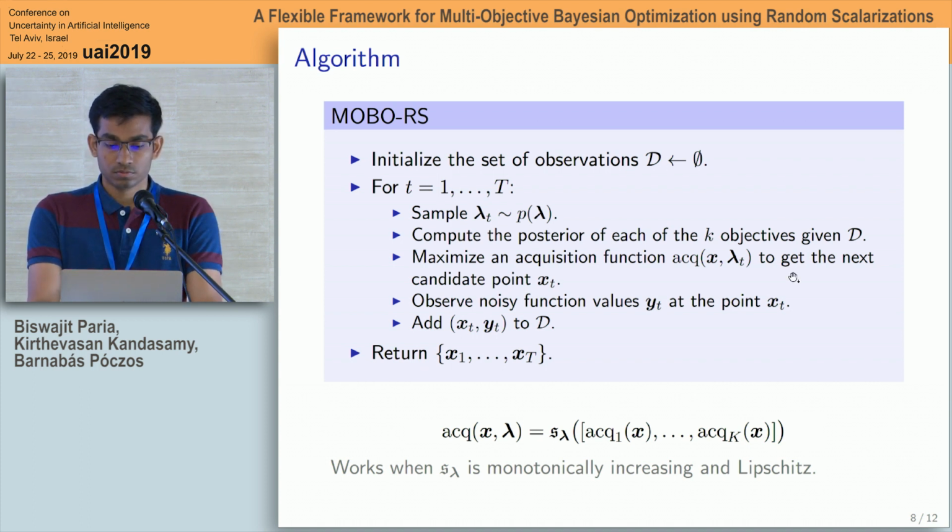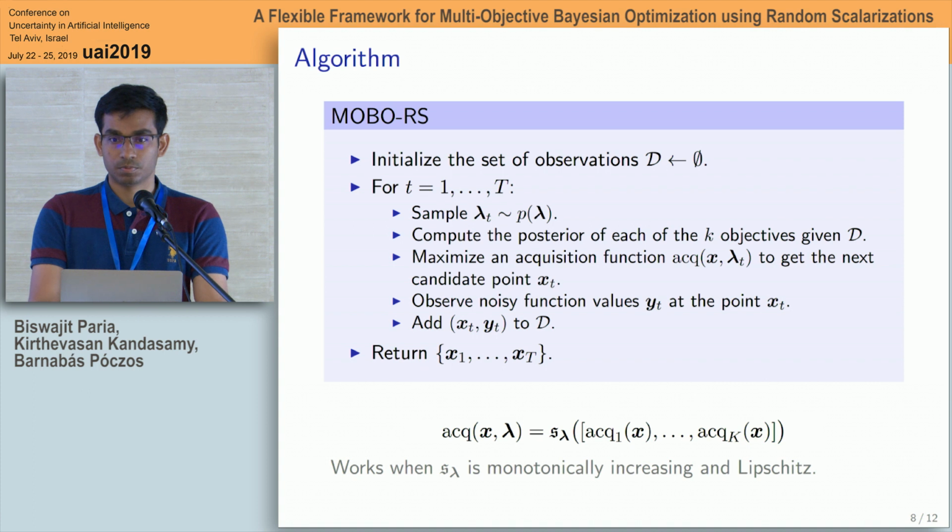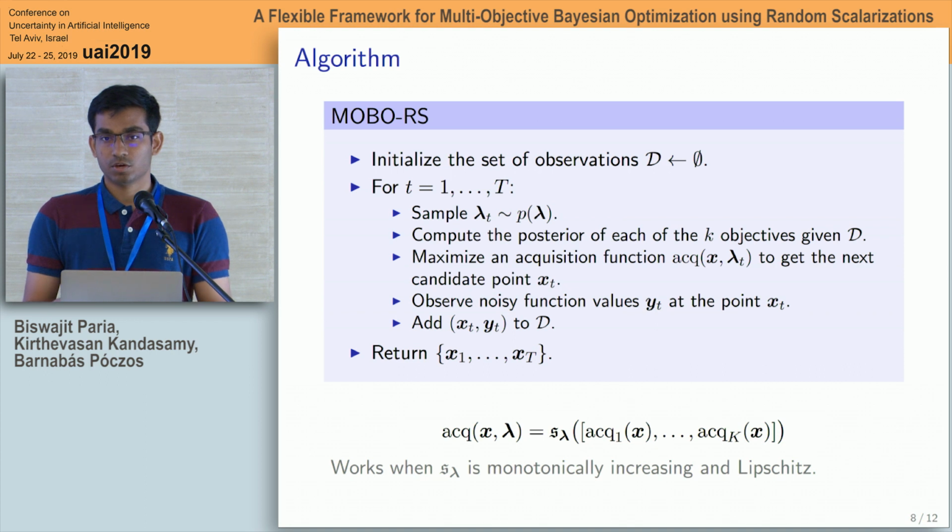So in a similar vein, we propose the following algorithm for our approach. We start with the set of observations initialized to the empty set, and we repeat the following for t iterations. In the first step, we sample a weight vector lambda from the prior, and we compute the posterior of each of the k objectives independently, given the current set of observations. Then we compute an acquisition function that depends on the sampled vector lambda. This was not the case for single objective optimization, but it is in the multi-objective case.